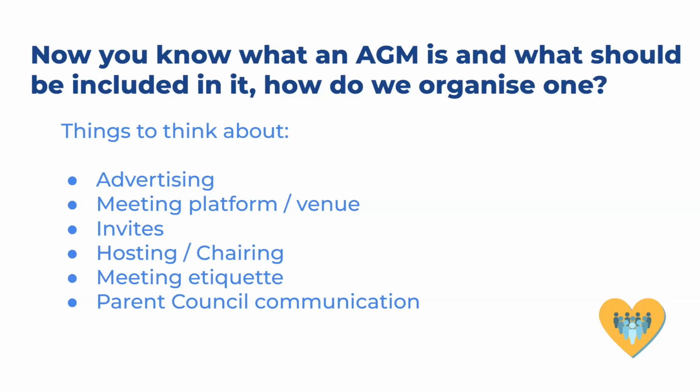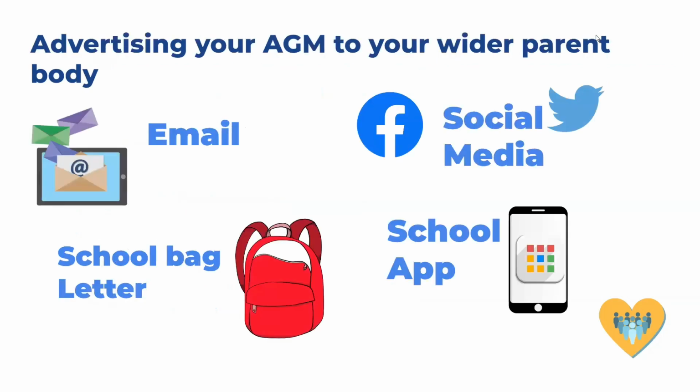You'll need to decide on where you're going to hold your AGM, if it's online or in person. Try and create some engaging invites. Who's going to host and chair? You might want to think about some meeting etiquette, particularly if it's an online meeting, and what communication you are going to use from the Parent Council about it. So I'm going to quickly run through some of these things.